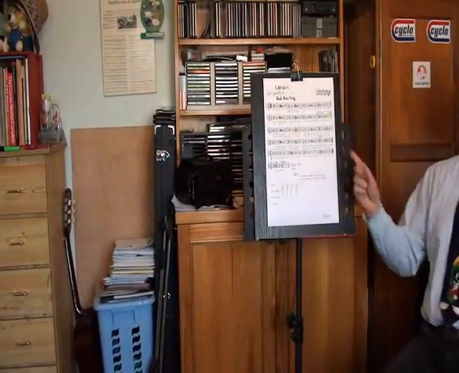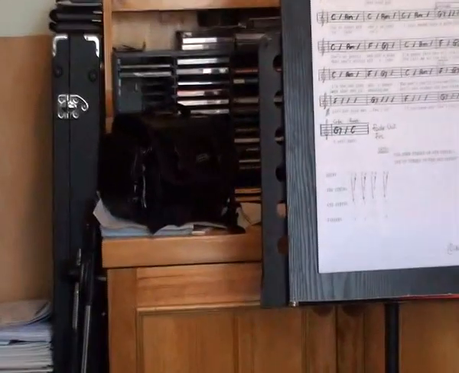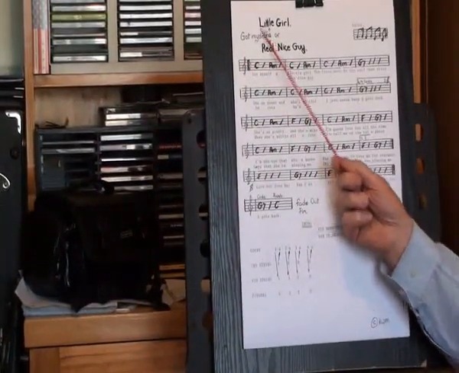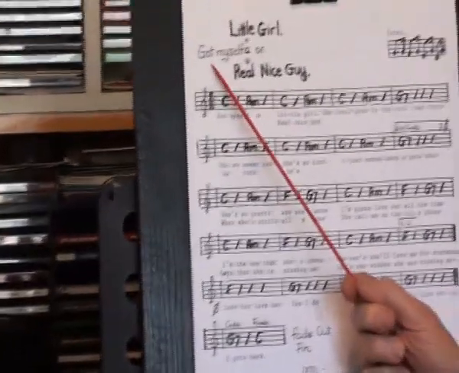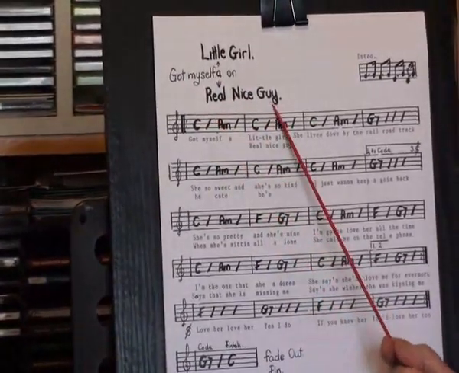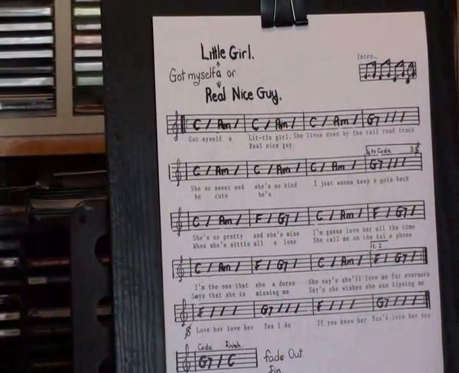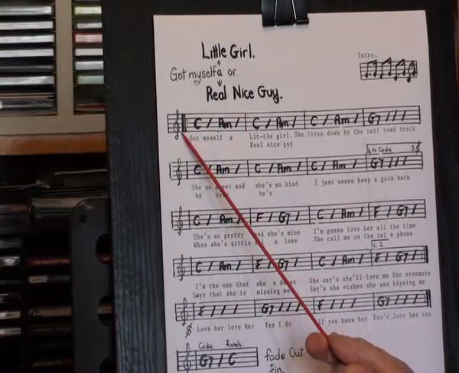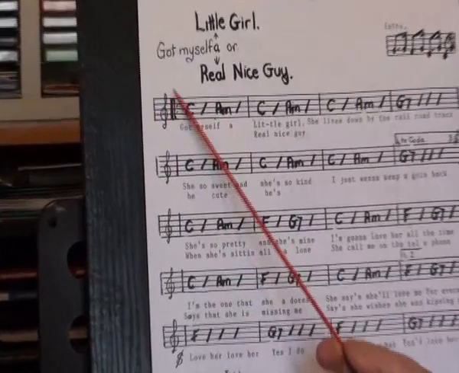Okay, this is a song, me pointer, and it's called Got Myself a Little Girl, or if you're a lady, Got Myself a Real Nice Guy. So either one, okay? Now, if we start here and we go, we've got the double dots and the double lines.